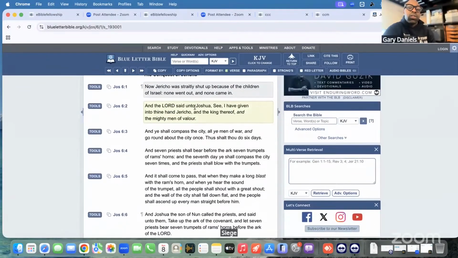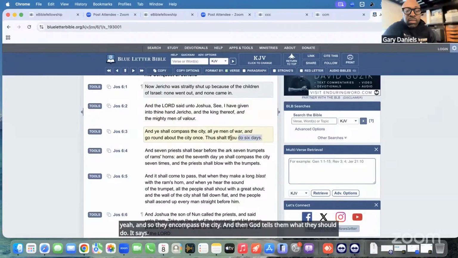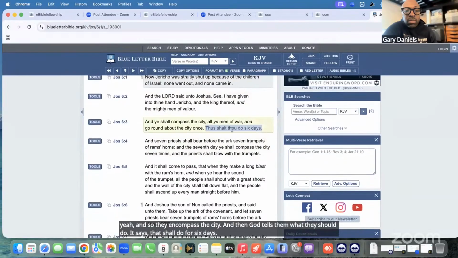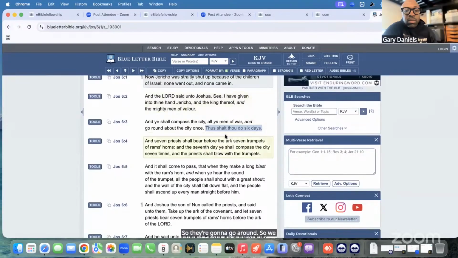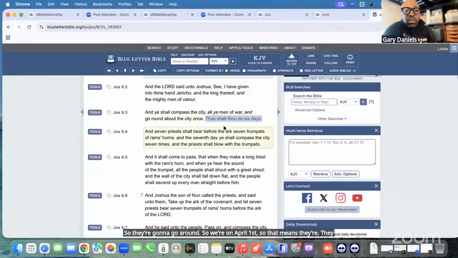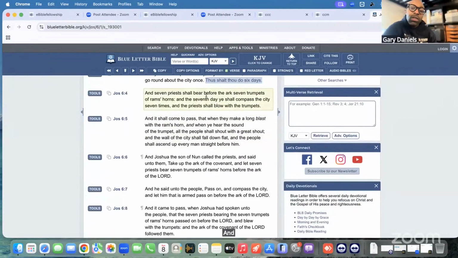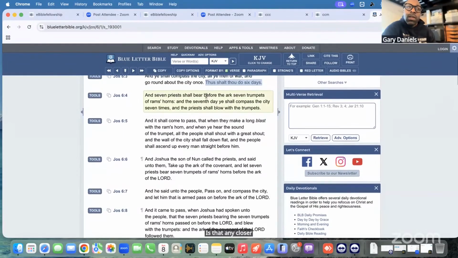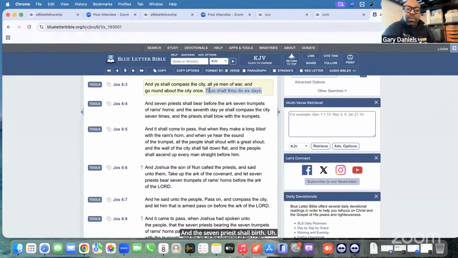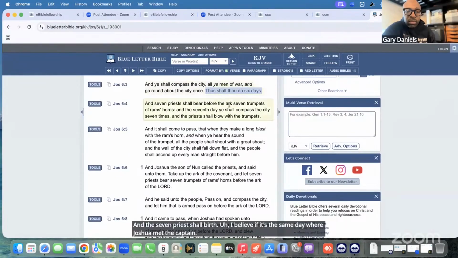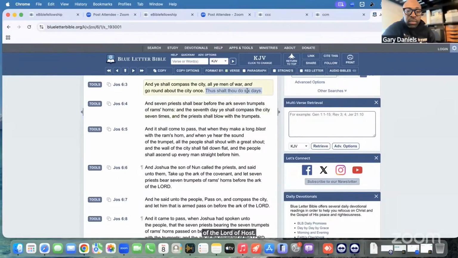They've sieged, yeah. And so they encompass the city, and then God tells them what they should do. It says, thou shalt do for 6 days. So they're going to go around. So we're on April 1st. So that means they're going around the city for 6 days. And the seven priests shall burn. Is that inclusive? Meaning, I believe if it's the same day where Joshua met the captain of the Lord of Hosts, that would be April 1st.